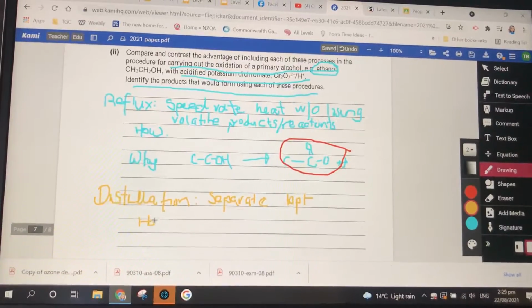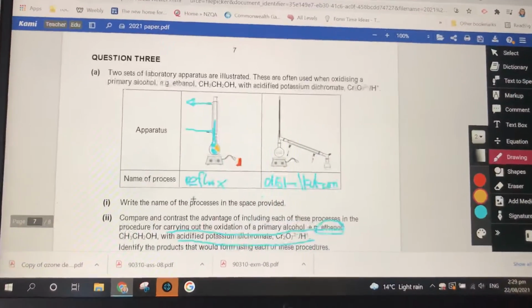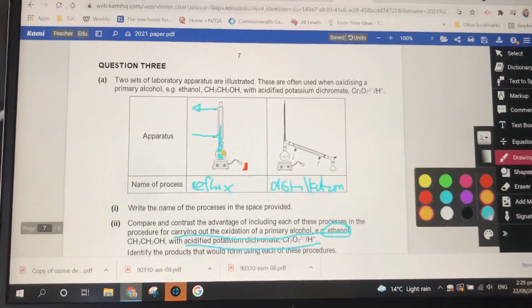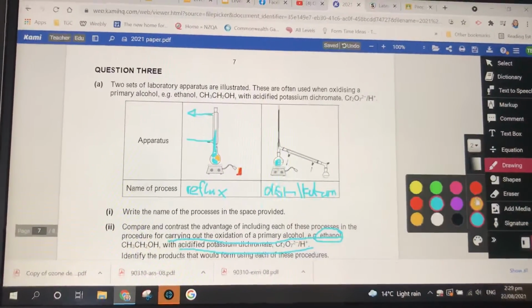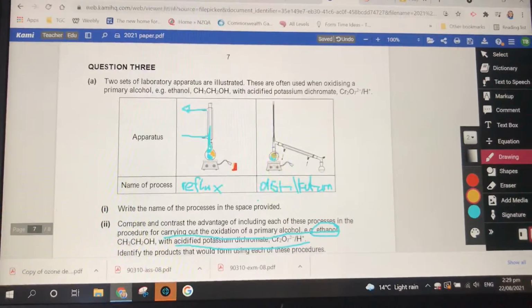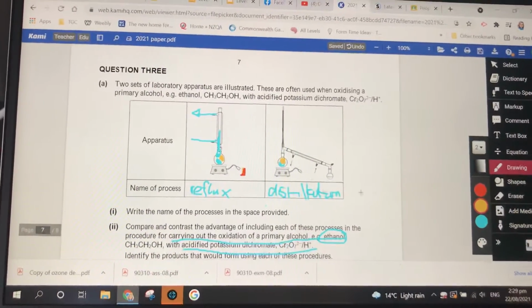So let's just go back through how it works. So we put our substances in here again. So this time we've got our ethanol and we've got our dichromate, and we heat it up again.